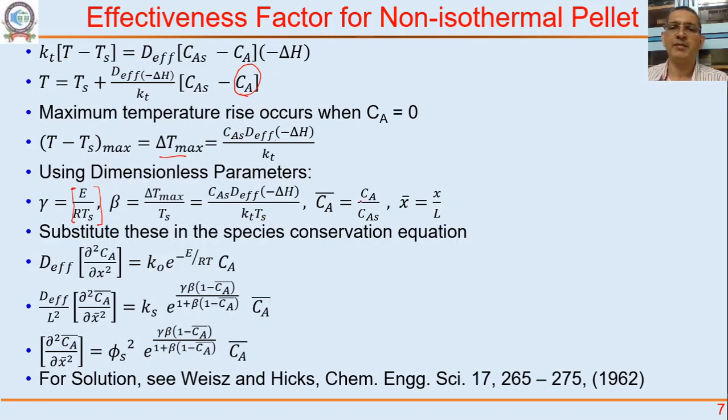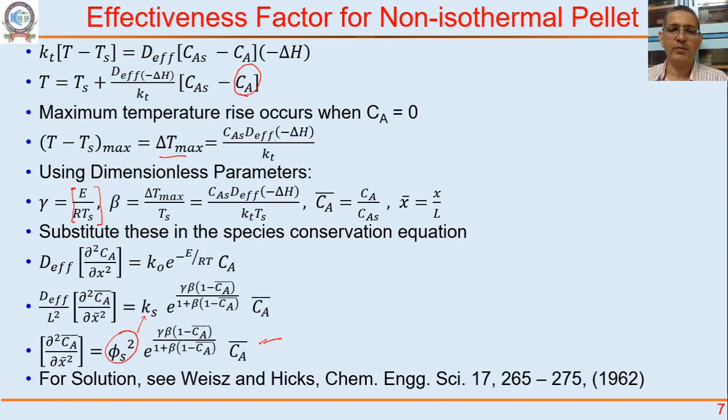And define dimensionless concentration CA bar as CA by CAS, X bar as X by L. Substitute. So you'll get D effective, d square CA by dx square. That was our equation, k0 e to the minus E by RT into CA. Make it dimensionless: D effective by L square, d square CA bar by dx square. CAS has cancelled out. E raised to gamma beta into 1 minus CA bar divided by 1 plus beta into 1 minus CA bar, into CA bar. Now this is our Thiele modulus, phi, depending on the externally measurable surface temperature, with the surface rate constant based on surface temperature.